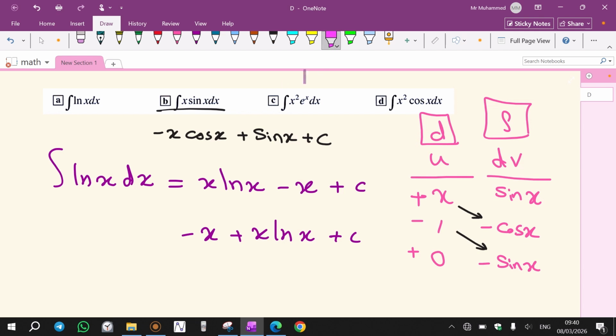Usually they don't bring the term with a negative sign to the beginning. They write it in the middle or at the end. And in the answer key, it's written like sine x minus x cosine x, which is fine. Now, let's do part C.